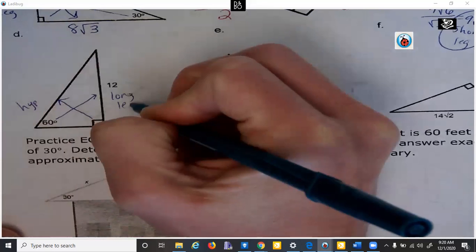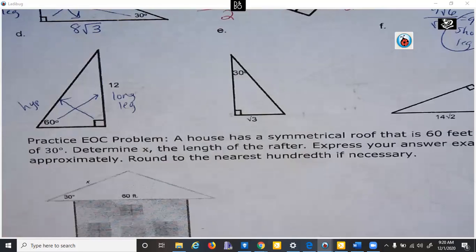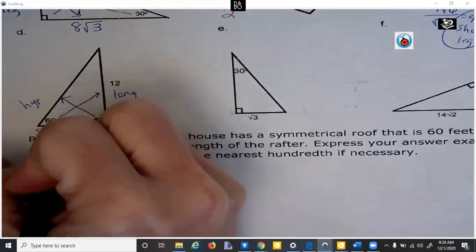All right. What do we find first? How about somebody new who hasn't answered in a long time? What do we find next? The hypotenuse or the short leg? Come on, guys, participate, please. What do we find next? The short leg or the hypotenuse? Short leg, thank you. So we find the short leg next.